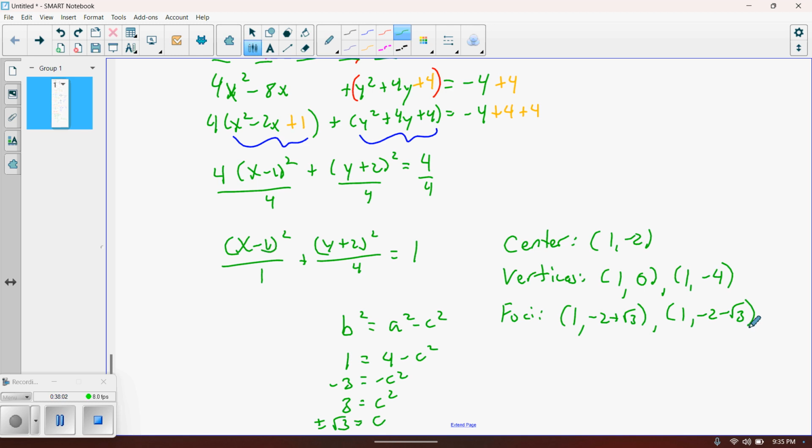Anyway, that is plenty enough for the ellipses video. The last of the conic sections will be hyperbolas, very similar in formula, so we'll try to hopefully come up with a way not to get those confused. All right.